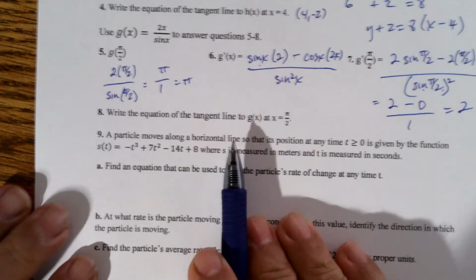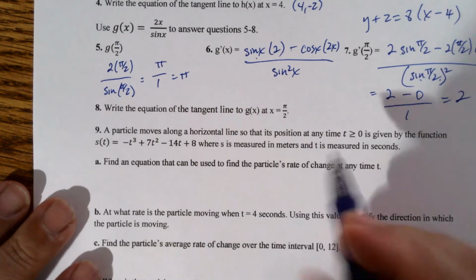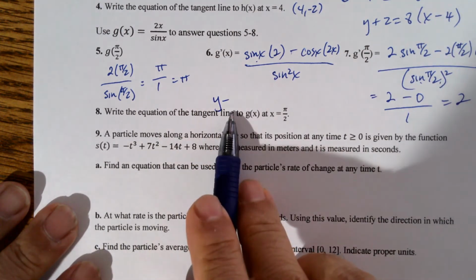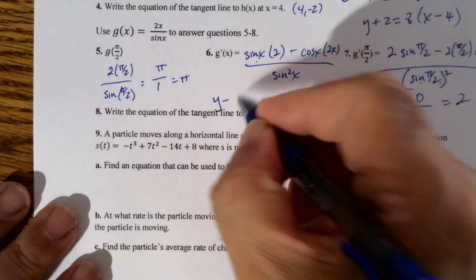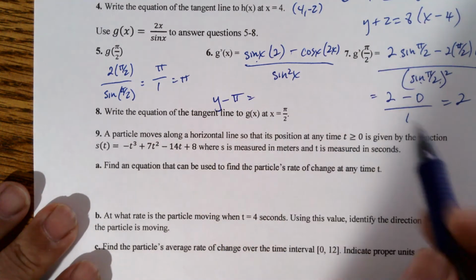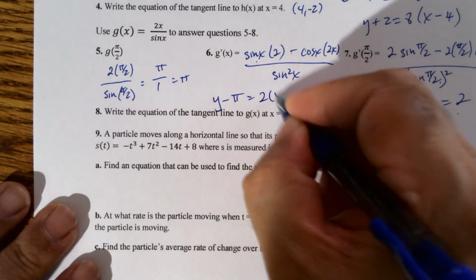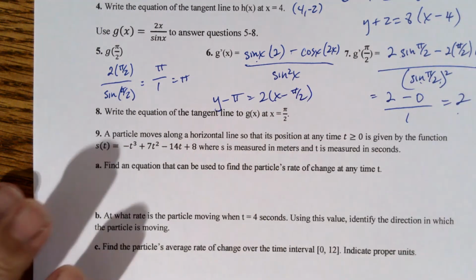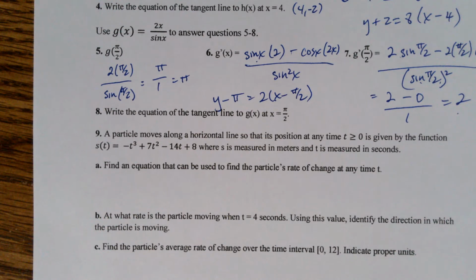Number 8 says what is the equation of the tangent line? So I'm putting the answer here, y minus the y value is pi, equals the slope, which is 2, times x minus the x value, pi over 2. And that's it. If you clean that up, that one actually cleans up nicely, but that's an adequate answer.